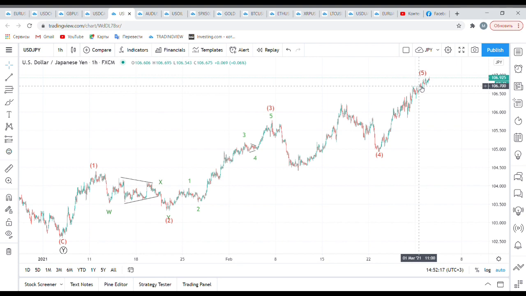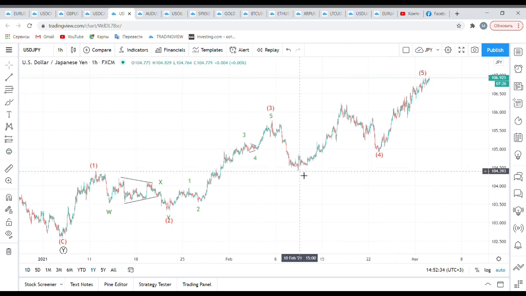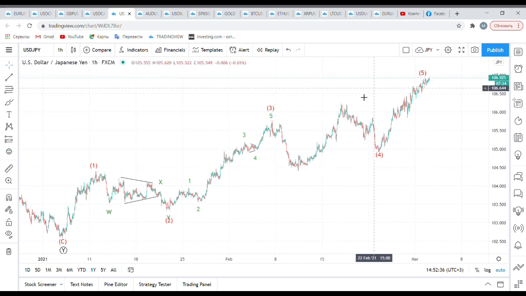As for the dollar yen, we have no changes yet. One of the options implies a running flat within wave 4 and the end of growth within wave 5. There is also an option according to which we have a full upward impulse with waves 1 and 2. In this case, wave 4 moves at this point and wave 5 ended at this point. And now we're developing the third upward wave.